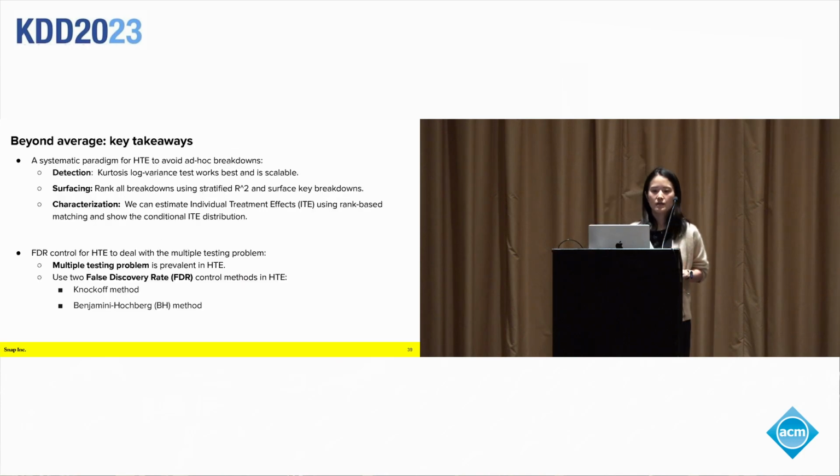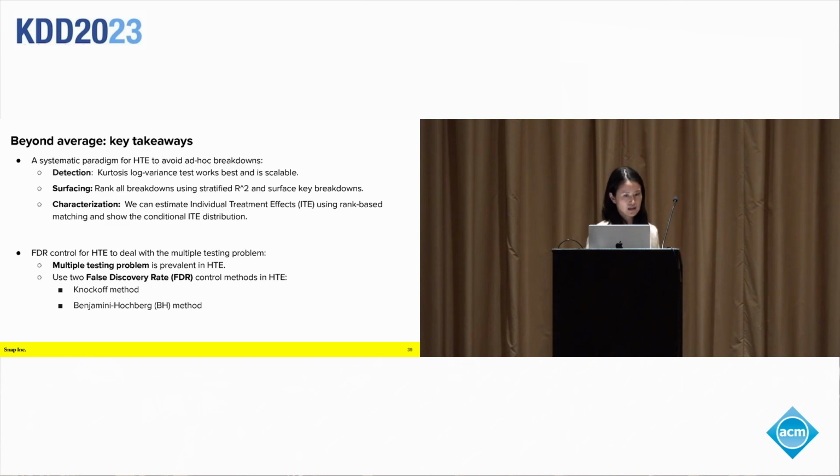Okay, so the key takeaways from this second part, about heterogeneous treatment effect, are the following. First of all, we have a systematic paradigm for HTE to avoid ad hoc breakdowns. In this paradigm, we have 3 steps. The first one is detection, the second one is surfacing, and the third one is characterization. With these 3 steps, we can avoid ad hoc analysis of HTE breakdown.